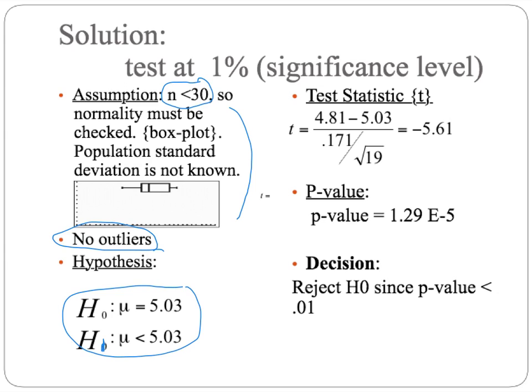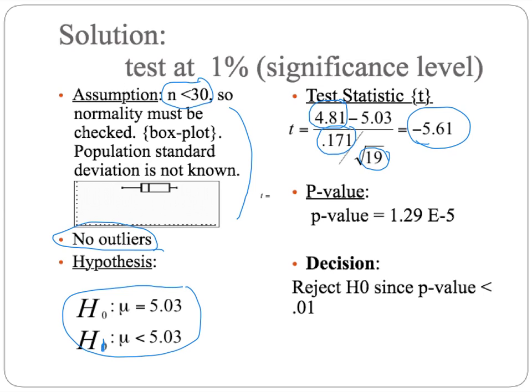In this case, we don't know the population standard deviation, so we had to do the calculations on our calculator. So we go over to the t-test. It calculates a mean value of 4.81 and a standard deviation of 0.171. We had 19 values, so we go ahead and put it in t, and we get a negative 5.61.